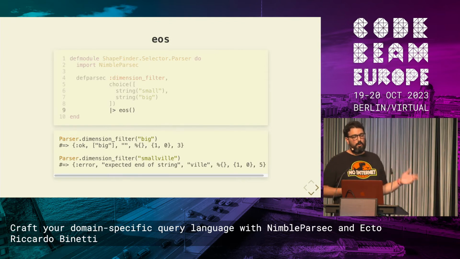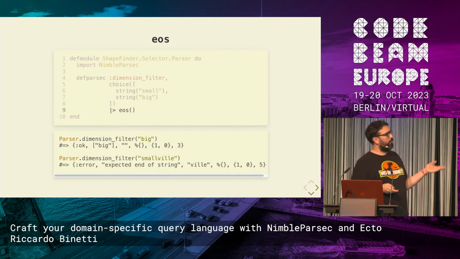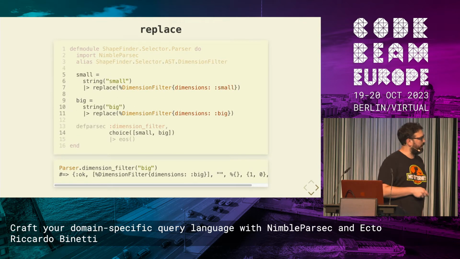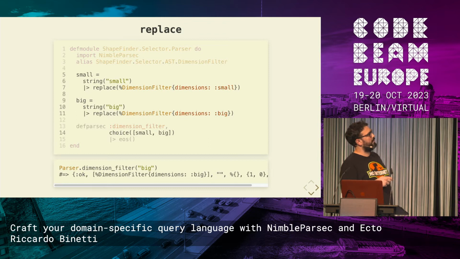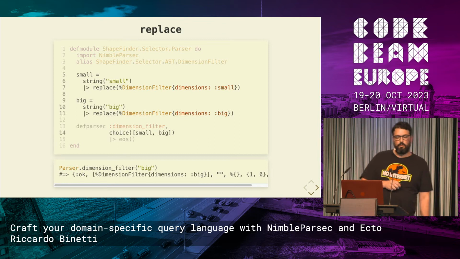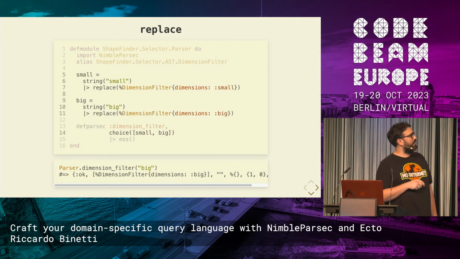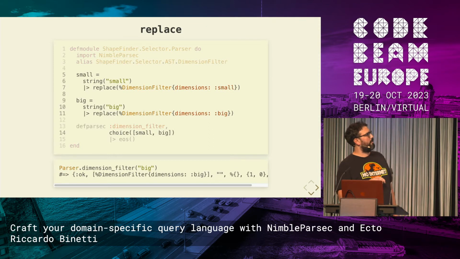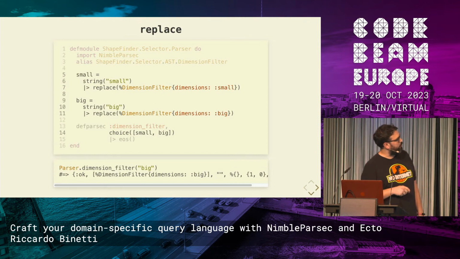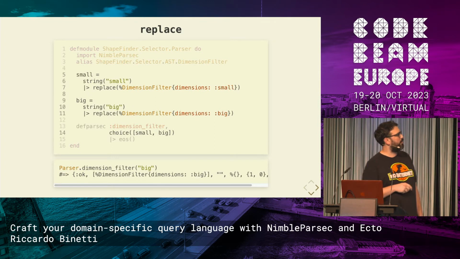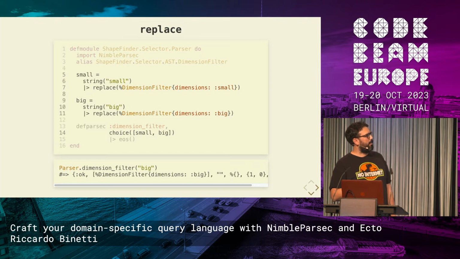We also want to actually output an AST, a struct-based AST, as I was saying. So instead of outputting the string, we are going to use the replace combinator. The replace combinator replaces the output of the combinator that is passed as input with a fixed value. In this case, we extracted the small and big combinators to separate variables. And as you can see, we are able to just pass them inside choice.